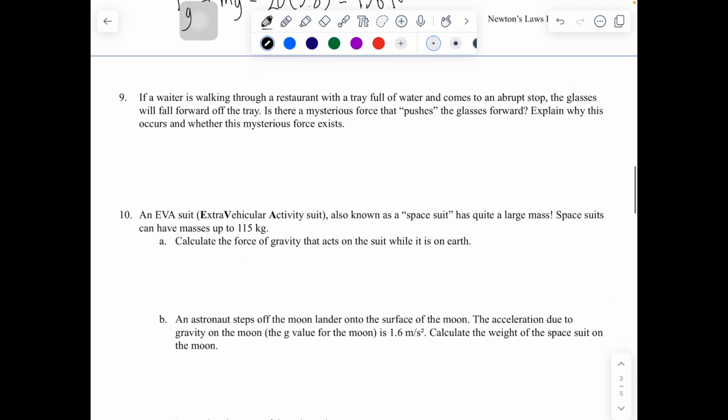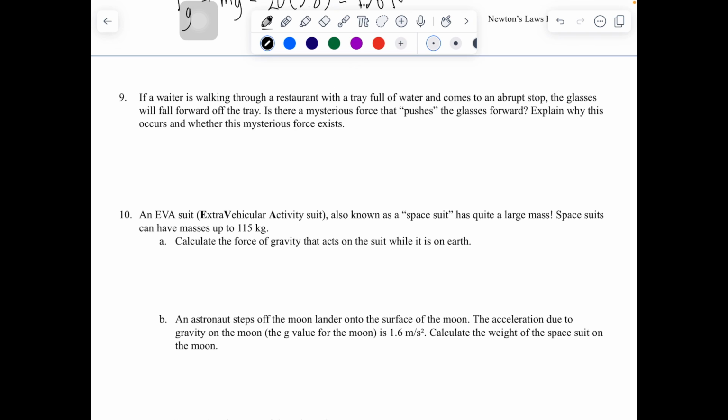Alright. Number 9. If a waiter is walking through a restaurant with a tray full of water and comes to an abrupt stop, the glasses will fall forward off the tray. Is there a mysterious force that pushes the glasses forward? Explain why this occurs and whether the mysterious force exists. Well, let's talk through it. There is no mysterious force. People would like to say there's this force of inertia, but that does not exist. Force of inertia, that is not a thing. It is the object's inertia that keeps them moving. It's what resists a change in motion.